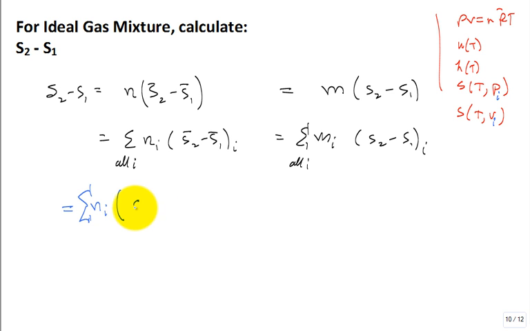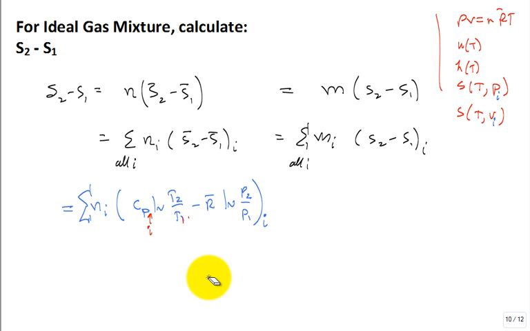I would say C sub P natural log of T2 over T1 minus R bar natural log of P2 over P1. Everything in there pertains to component i. So when I see this specific heat, I need it for that component i. When I have temperature at 1, it's for that component i. It's not a partial temperature, it's just the initial temperature of the mixture at state 1, likewise at state 2.